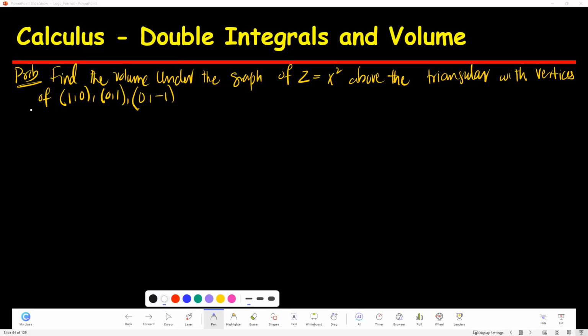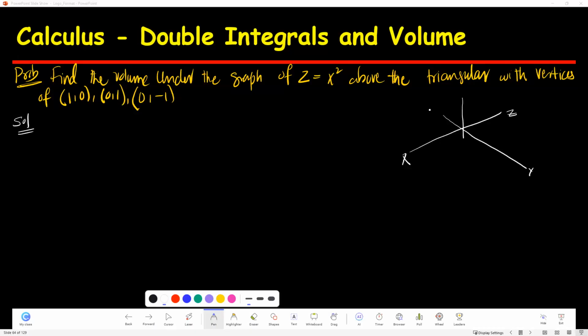So in this problem we have a triangular region which is given to us, and the equation is z equals x squared. It means there is no y component involved, so it's probably going to look like this. This is my y-axis, this is my x-axis, and this is my z-axis, and there are 3 vertices underneath. Maybe first I'm going to draw the region, right?